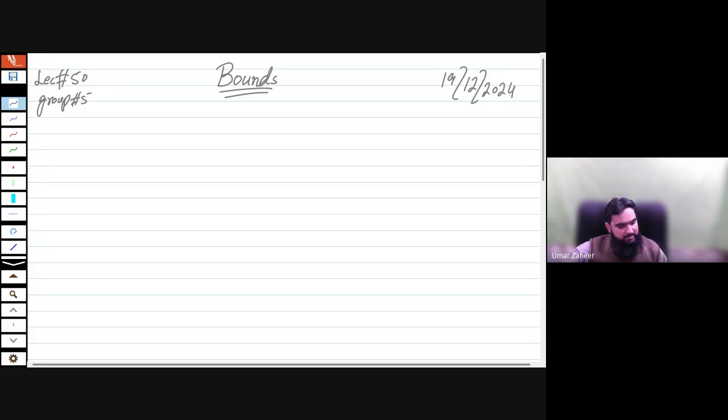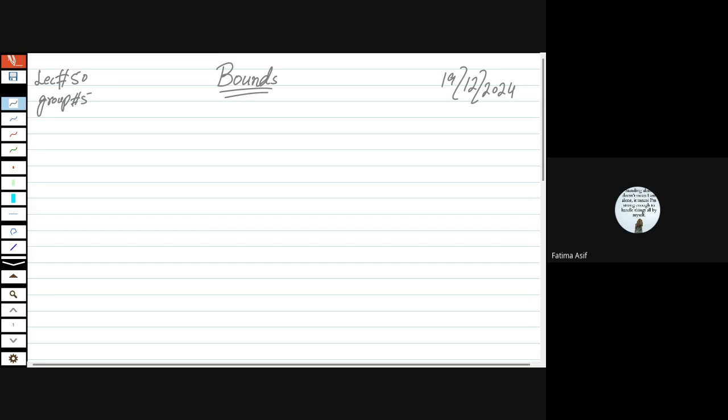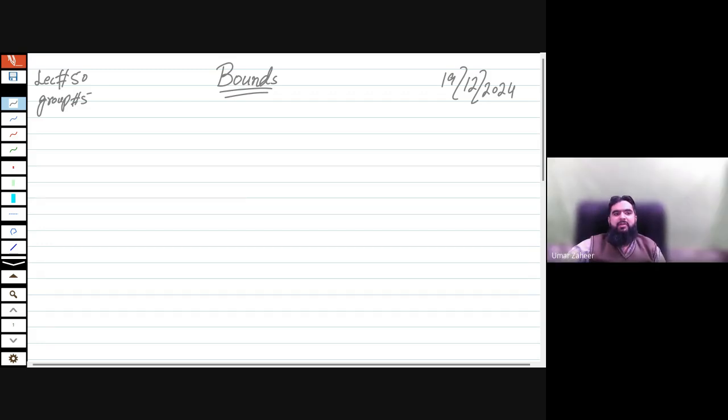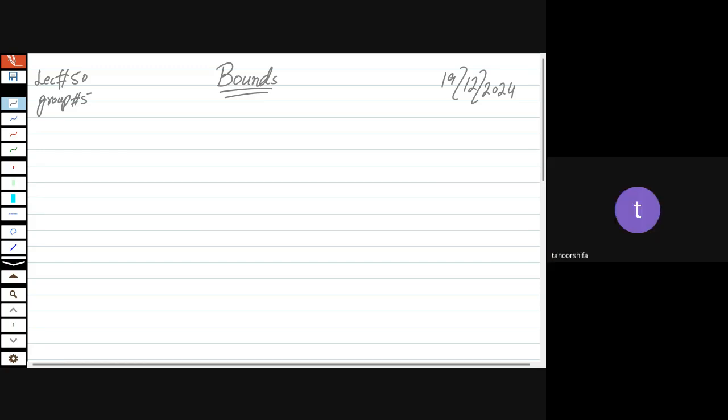Yes, Fatima. So they are the maximum and minimum number that you can have before rounding it off. The maximum and the minimum value it could be before it was rounded off. Yes, and does anyone else have an idea? No, sir.